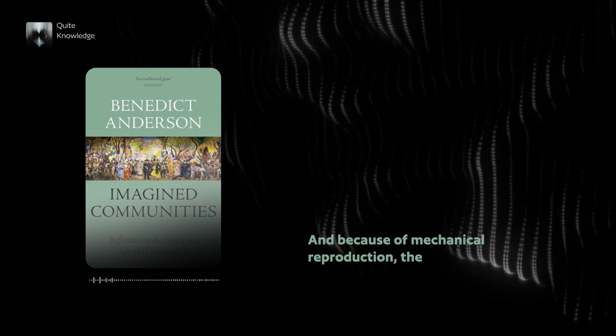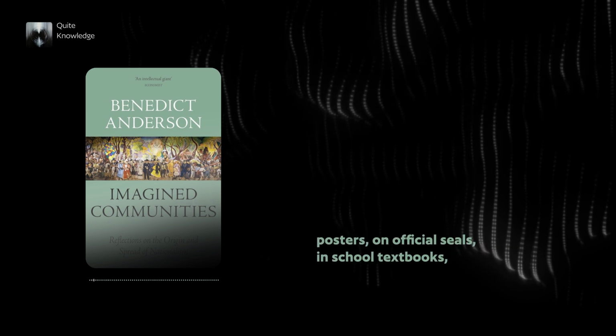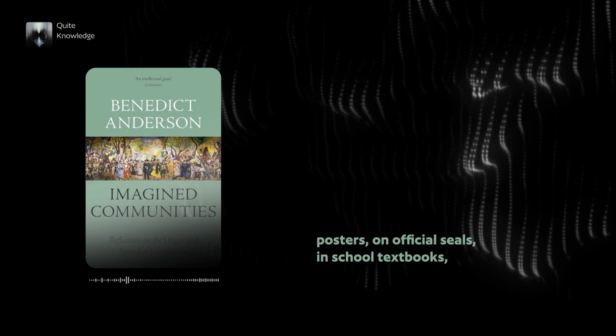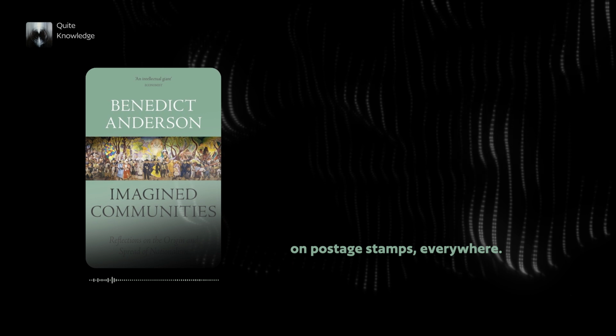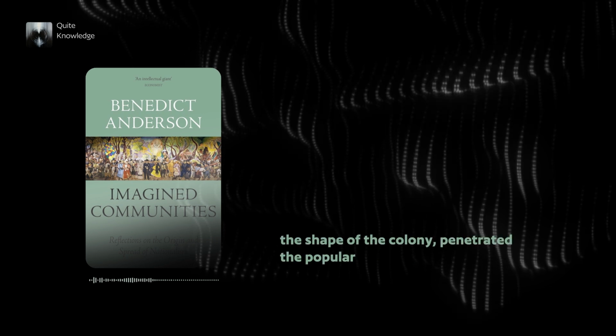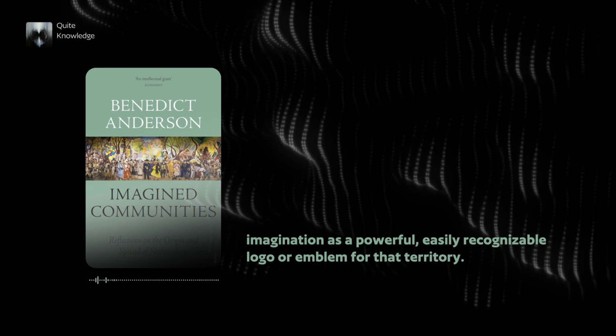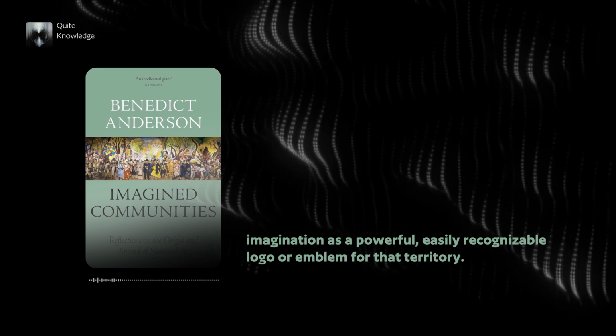And because of mechanical reproduction, the modern bordered map became infinitely reproducible. It can be printed cheaply and widely on posters, on official seals, in school textbooks, on postage stamps, everywhere. It became visually ubiquitous. Exactly. This widespread circulation meant the map, the shape of the colony, penetrated the popular imagination as a powerful, easily recognizable logo or emblem for that territory.